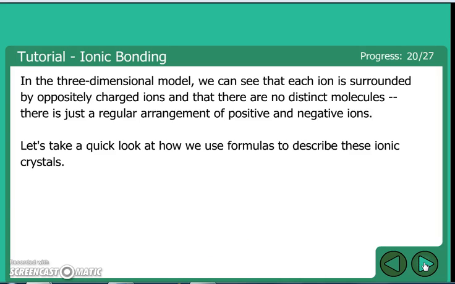In the 3-dimensional model, we can see that each ion is surrounded by oppositely charged ions and that there are no distinct molecules. There is just a regular arrangement of positive and negative ions. Let's take a quick look at how we use formulas to describe these ionic crystals.